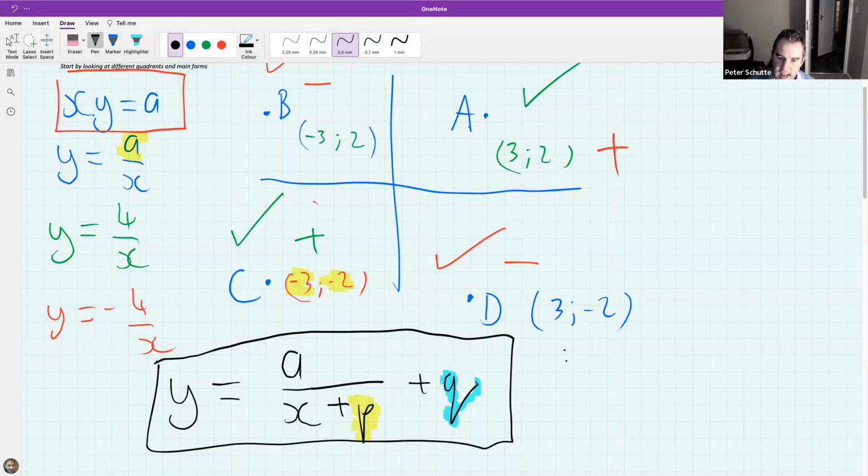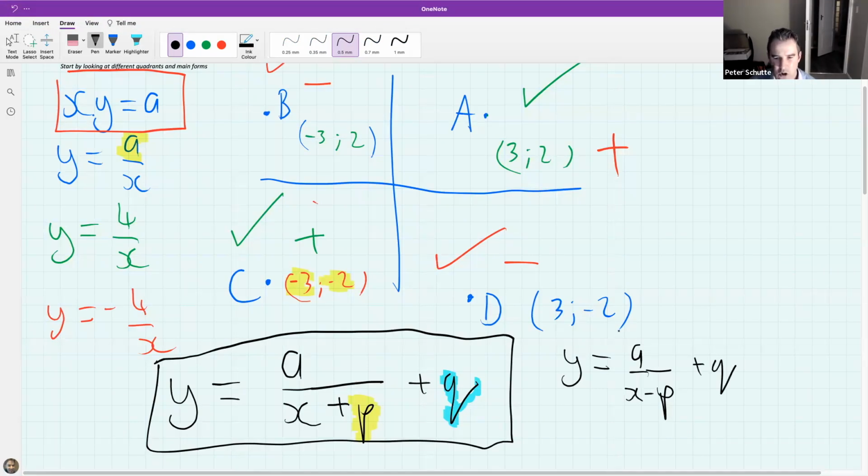Okay. Sometimes some teachers write it as x minus p. It can also be written like that. It's not wrong. I have seen teachers write it in different ways. I think at the moment the common version is like this, but it's not wrong. Okay, cool. Thanks for the question.